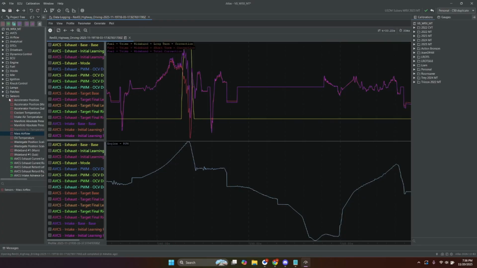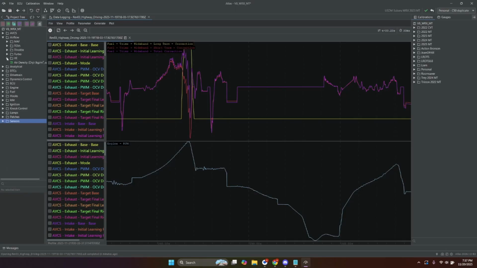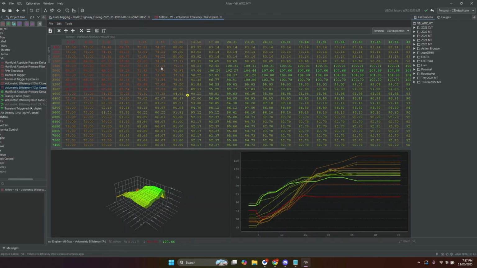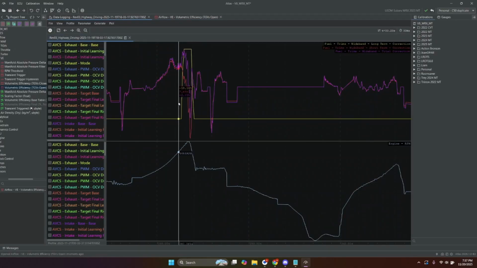And VE, again, is volumetric efficiency, which is going to be found inside of airflow, VE, and volumetric efficiency, TGV closed and TGV open. TGV closed, if you're running on the OTS, we don't use TGV closed because they open up as soon as you turn on the car. So we're going to basically be working entirely out of TGV open for this video at a minimum. However, dialing TGV closed works the exact same way.